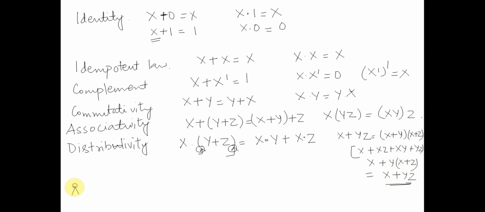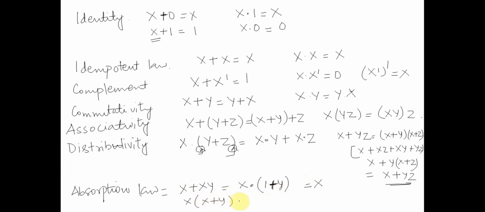Next law is something which we call the absorption law. This says that x plus xy, which we have used above already, could be rewritten as x into (1 plus y). Any number ORed with 1 is 1 itself, so this would be equal to x. Similarly, x into (x plus y) would be equal to x into x plus x AND y, which is x into (1 plus y). x into x is x, and 1 plus y is 1. This would be x.